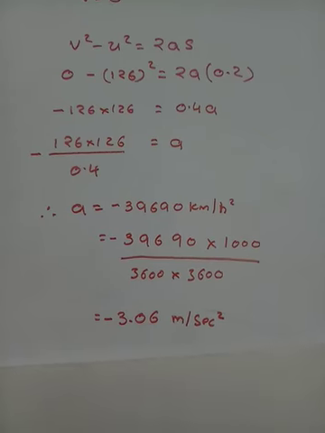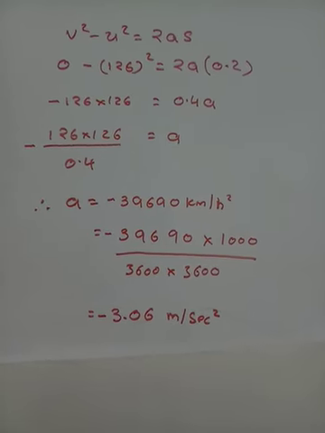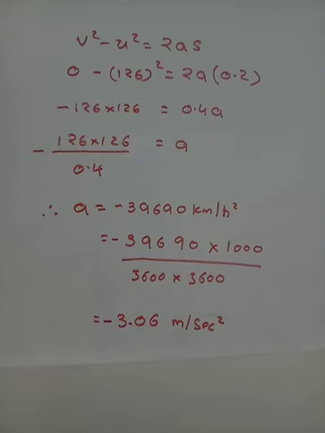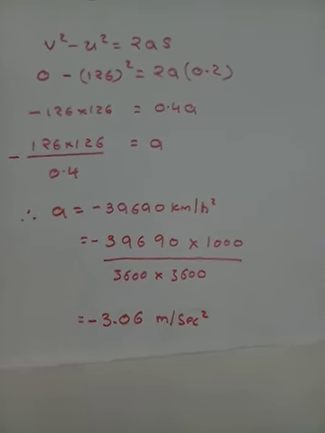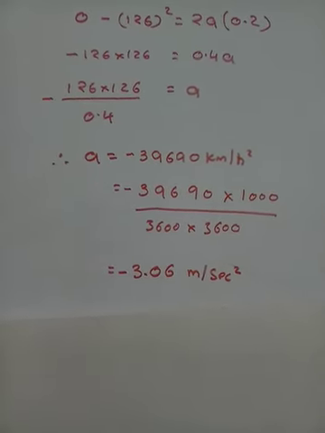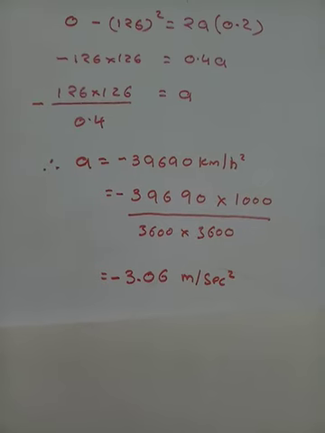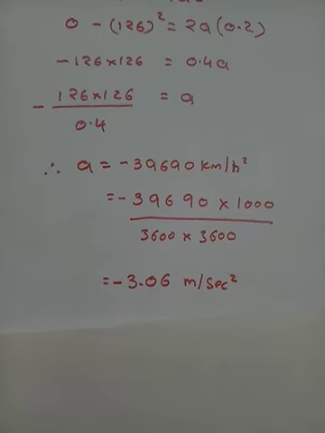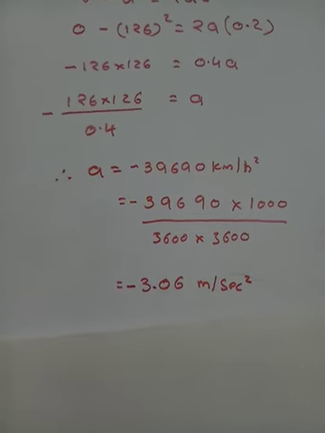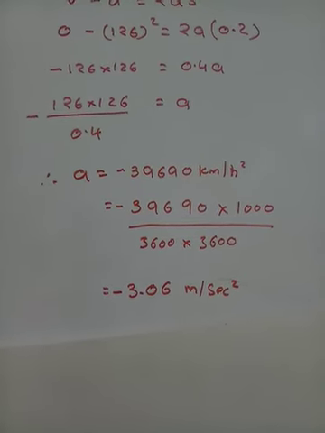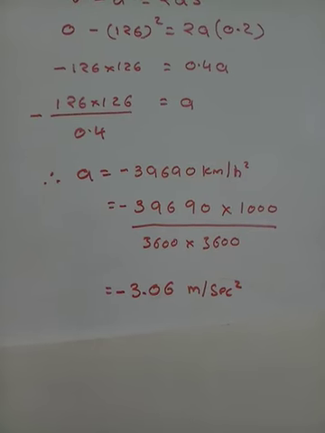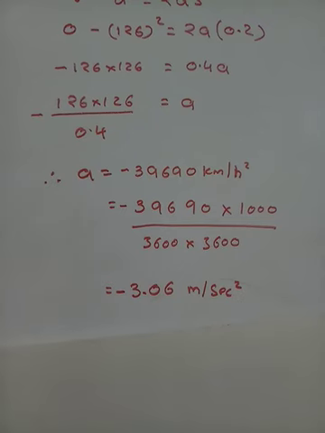How to convert kilometers into meters? Multiply by 1000, and you have to divide by hour square. So to convert hour square into second square, divide by 3600 twice, and this is what you get: minus 3.06 meters per second square. The negative sign here suggests that the acceleration is negative, which means it is not an increase in speed, it is a decrease in speed, or in other words it is simply retardation.